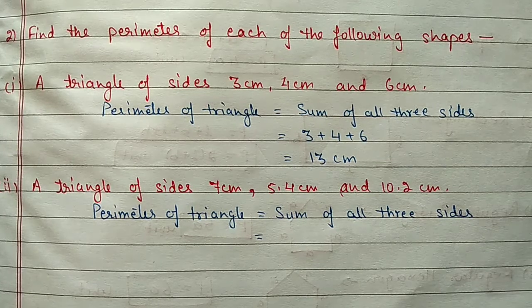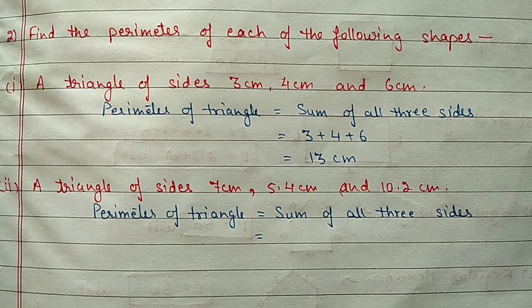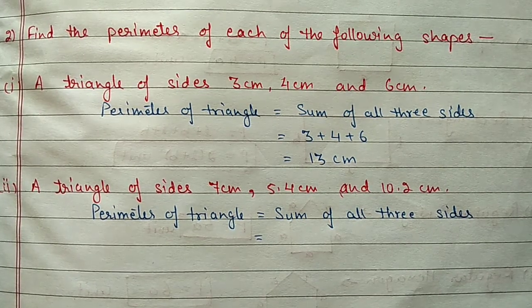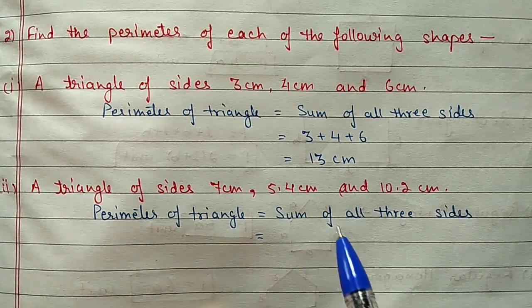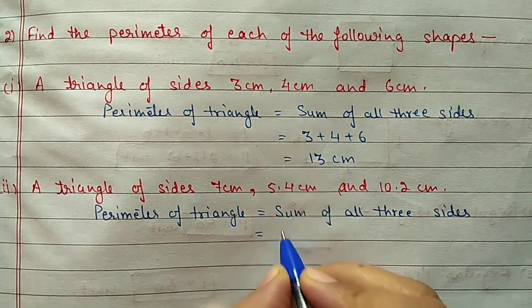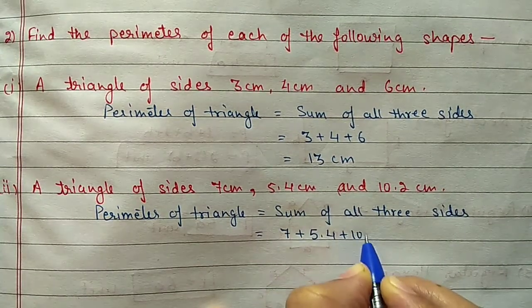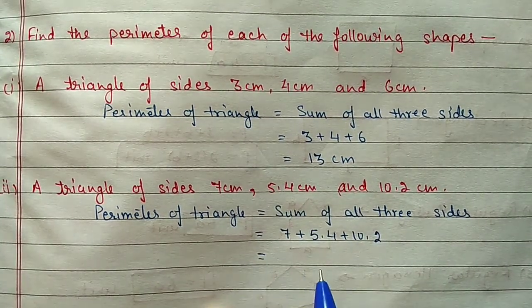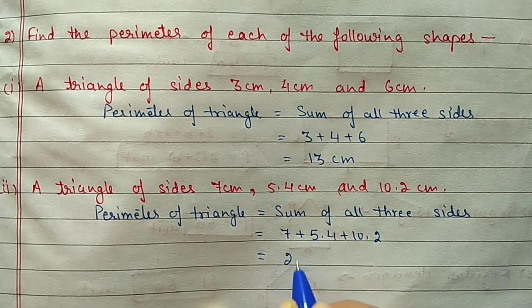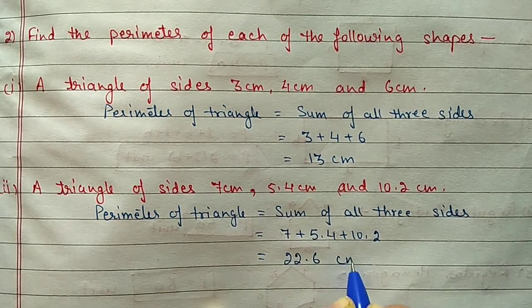Second part, a triangle with sides 7 centimeter, 5.4 centimeter, 10.2 centimeter. So the perimeter of a triangle is equal to the sum of all three sides, 7 plus 5.4 plus 10.2. Add all these three sides, then we get 22.6 centimeter.